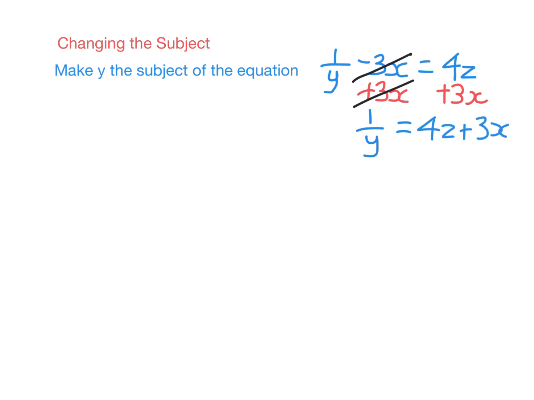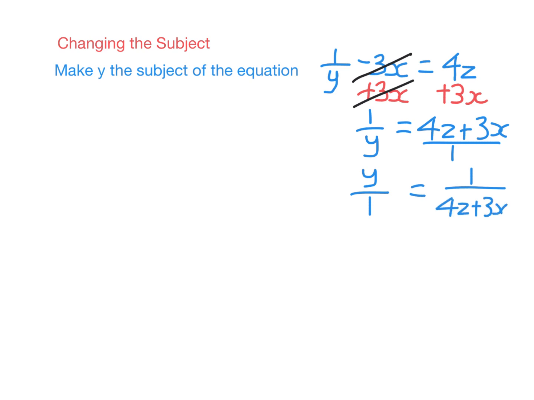Now, I want y by itself, not 1 over y. I can do whatever I want to this side as long as I do it to that side. What I really want to do here is flip this fraction to make it y over 1. So if I flip the fraction on the left-hand side, I have to flip the fraction on the right-hand side. So 4z plus 3x, I can just write it over 1 without changing it. So because I flipped the fraction here, I must flip the fraction here. So I get y over 1 equals 1 over 4z plus 3x.